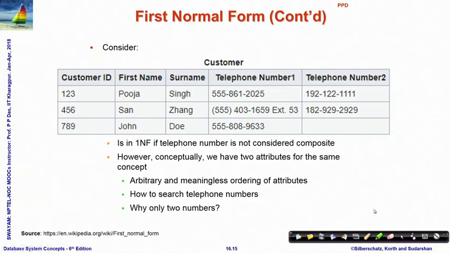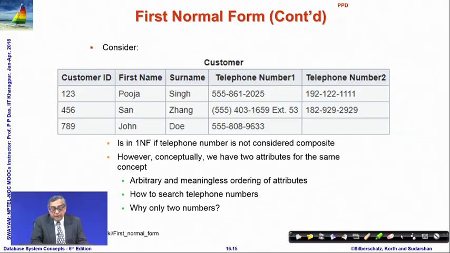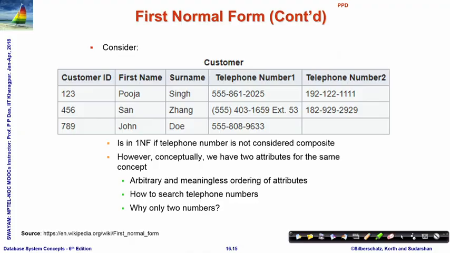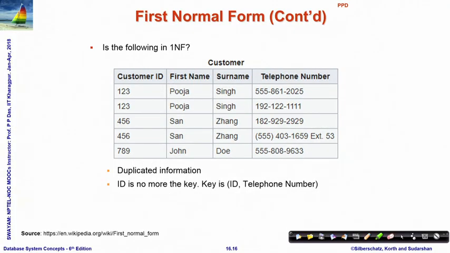What you can do is separate out these phone numbers into two different attributes, telephone number 1 and 2. Even then it is not exactly in first normal form, because you do not know in which order they should be handled. If you have to search for a telephone number, you will have to search multiple attributes which are conceptually the same, and then the question is, why only two attributes? Cannot anybody have 3 phone numbers, 7 phone numbers and so on? So, this is really not a good option.